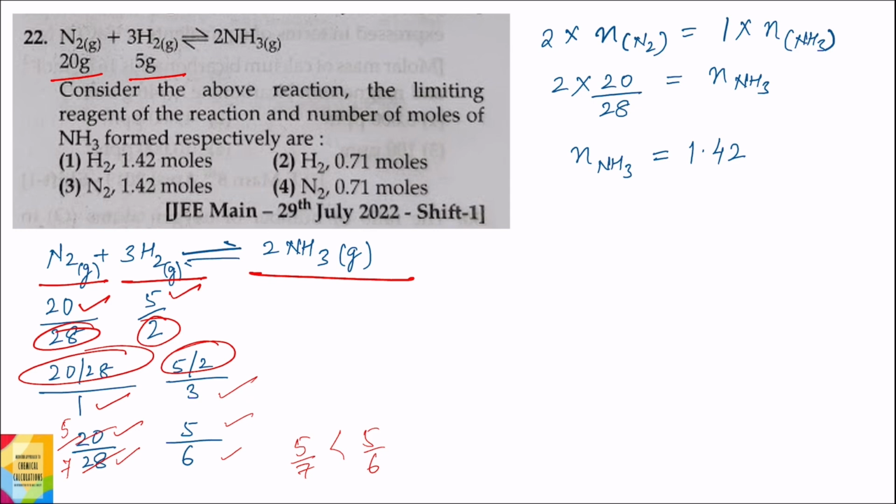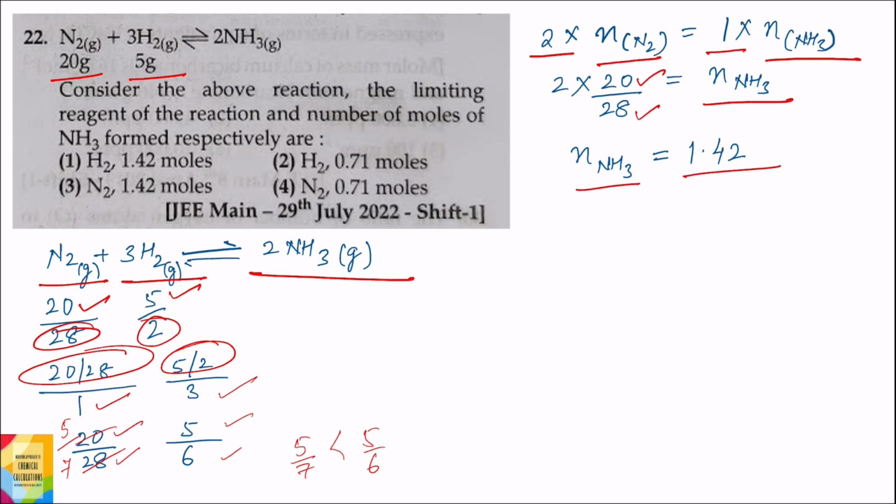Now 1 mole of nitrogen contains 2 moles of nitrogen atoms. So 2 into moles of nitrogen on the reactant side is equal to, now 1 mole of ammonia contains 1 mole of nitrogen. So 1 into moles of ammonia. 2 into moles of nitrogen on the reactant side is equal to 1 into moles of ammonia on the product side. So 2 into moles of nitrogen कितना है 20 divided by 28 is equal to moles of ammonia. Solving, moles of ammonia आ गया 1.42 moles.